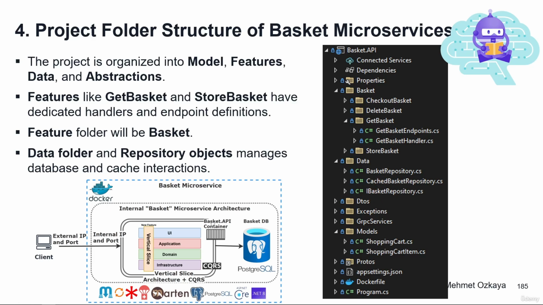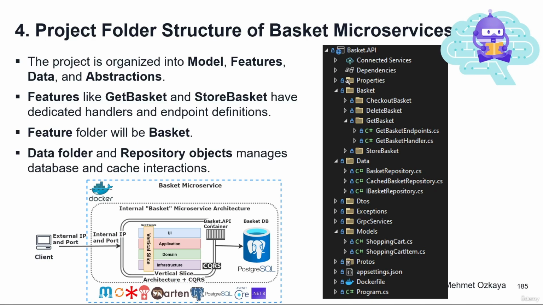So you can see that we have a feature folder named basket, and under this feature folder we have use cases including get basket, delete basket, checkout basket, and store basket. And also we have a data folder in order to implement the repository pattern and to connect with the Marten PostgreSQL database and also Redis cache. That's why we have implemented the repository pattern to connect two different resources.